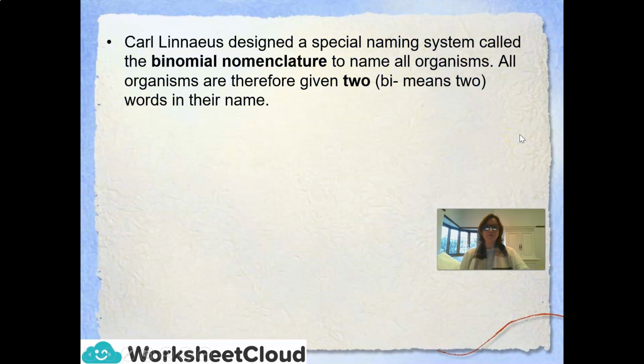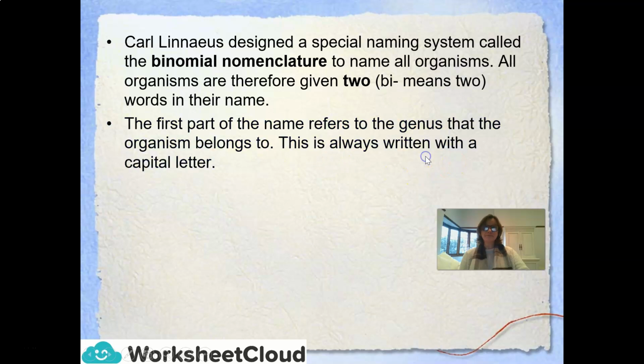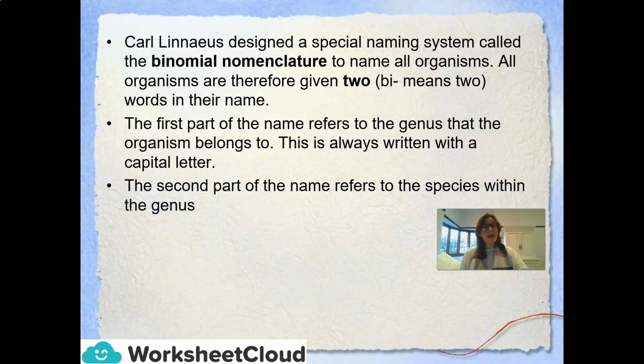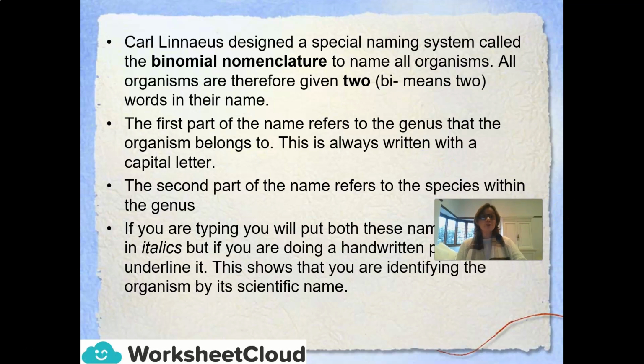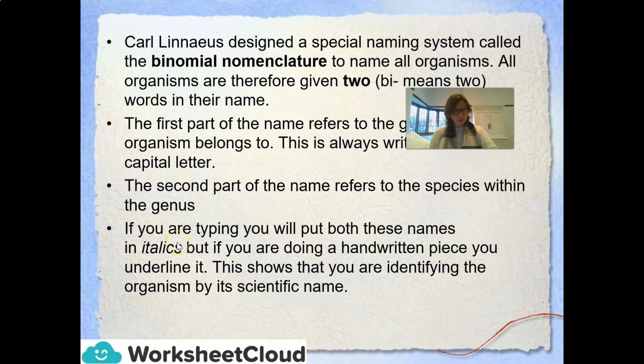It's an easy way for you to remember the 7 levels of classification. Now, Carl Linnaeus designed a special naming system called the binomial nomenclature to name all organisms. All organisms are therefore given 2 words, because bi means 2, in their name. The first part of the name refers to the genus that the organism belongs to. This is always written with a capital letter. The second part of the name refers to the species within the genus.